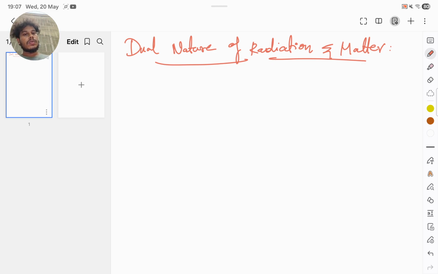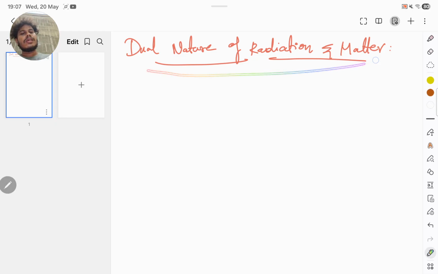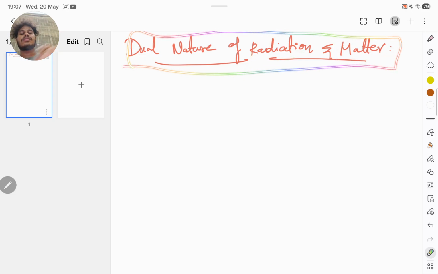So what does this chapter mean? What does the chapter say? Dual nature of radiation and matter. What does this mean? They are saying there is radiation, which has a dual nature, and there is matter, which has a dual nature. People used to read it with a name like this.